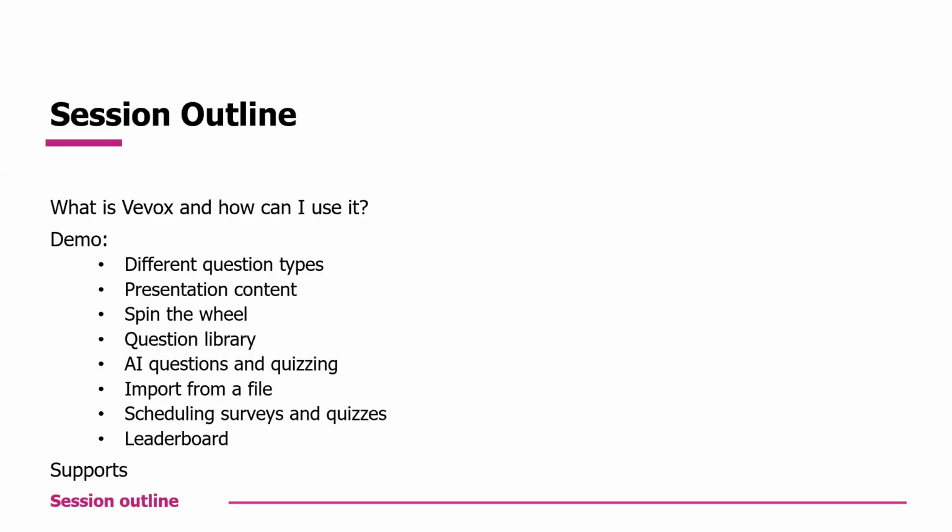And then I think the most recent feature that they released was scheduling surveys and quizzes. So if you have a survey or a quiz that you only want to be available within a certain time frame and you don't want to have to remember to turn it on and off, you can now schedule it. And then I'll also show you that there's a leaderboard that you can use when you're doing quizzes as well. And then finally, at the end, I'm going to show you the supports that we have and also that Vevox has for when you're using Vevox.